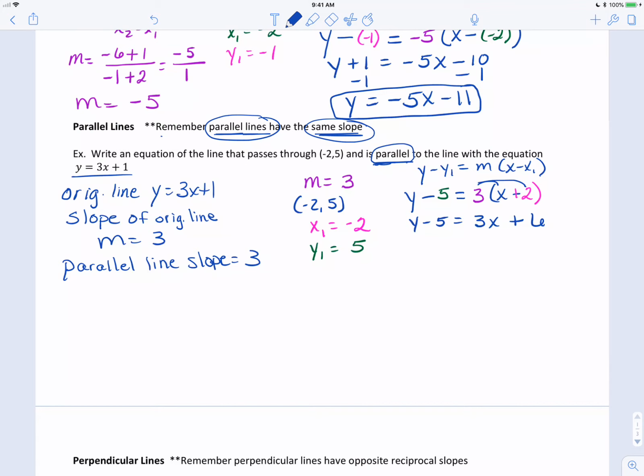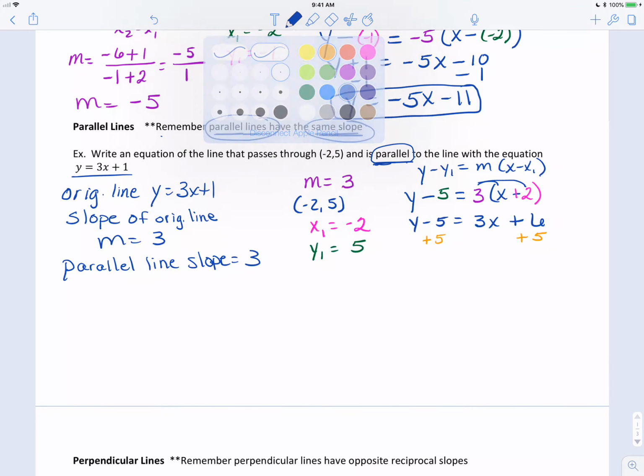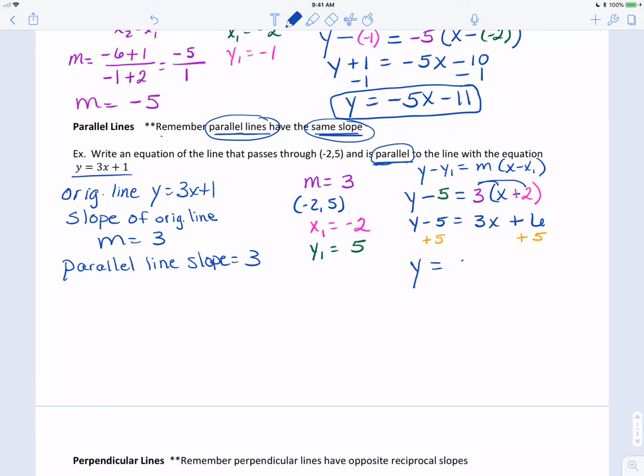So then, in order to solve, we have this minus 5 over here, so we have to add 5 to both sides to move it over. And we're going to get the equation now, y is equal to 3x plus 11. And that is that one.